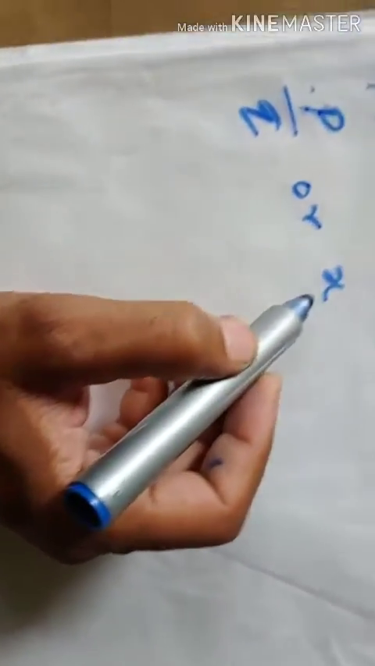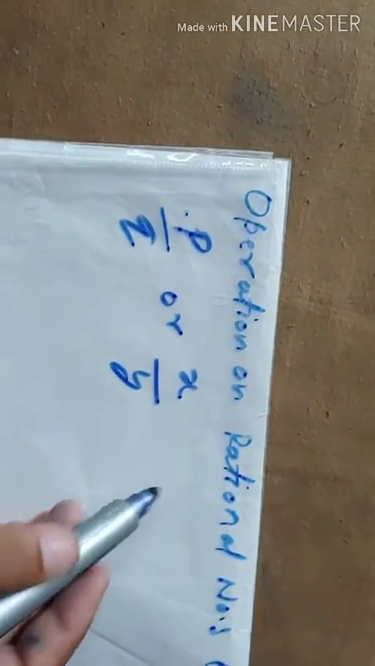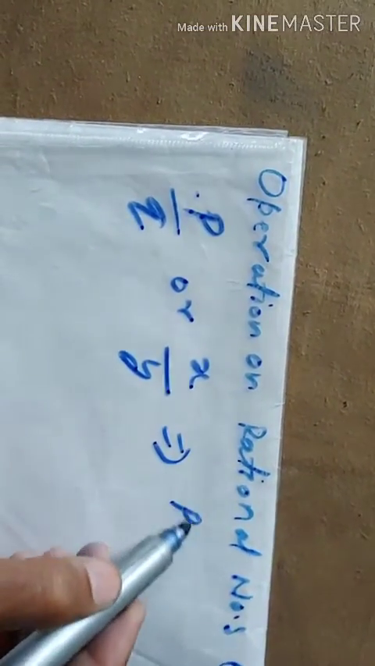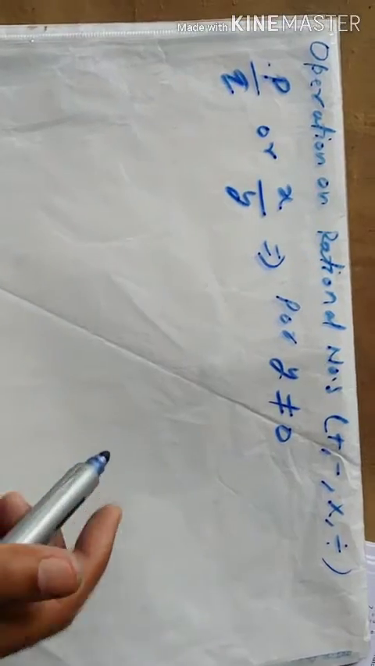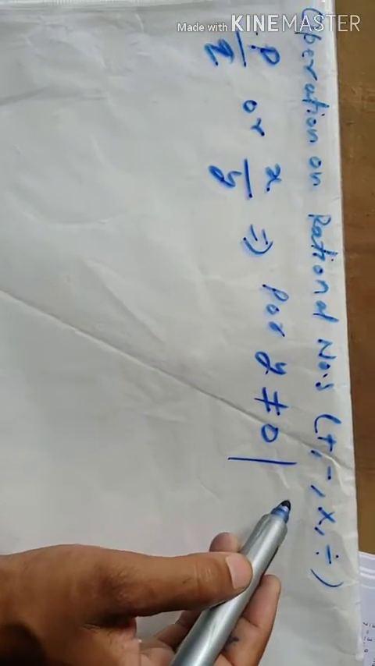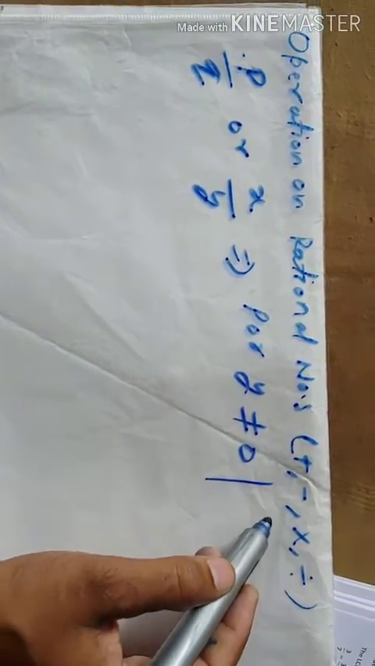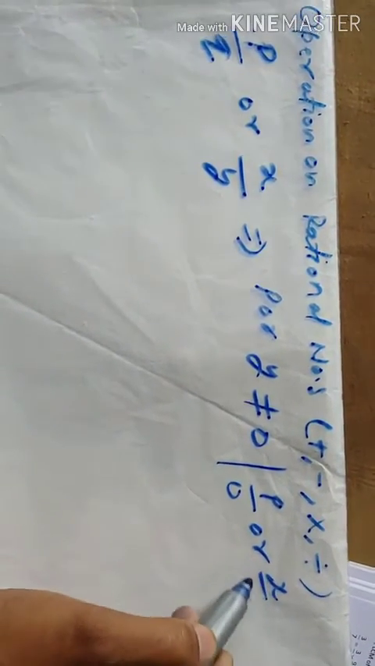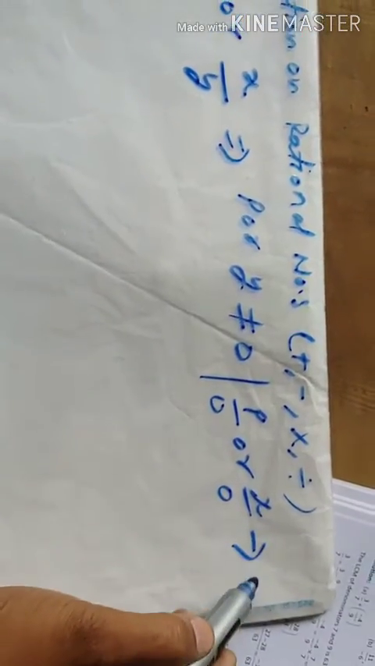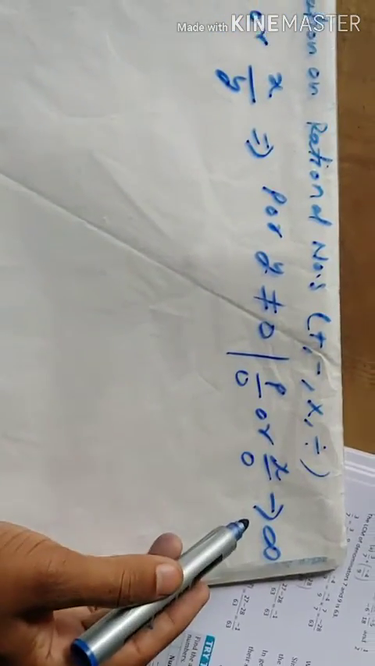what rational numbers are. A number in the form of p by q, or x by y, where the denominator q or y should not be equal to 0. Should not be equal to 0 means what? If it is equal to 0, suppose p by 0 or x by 0, both values will tend to infinity.